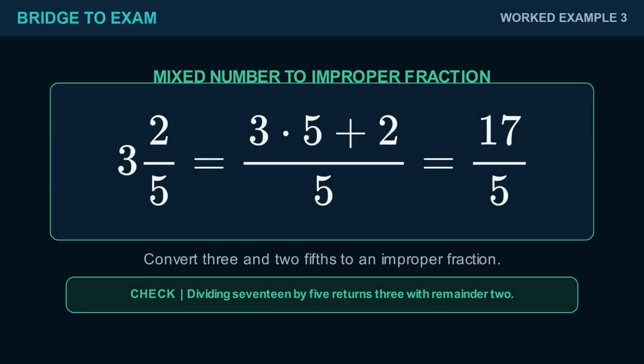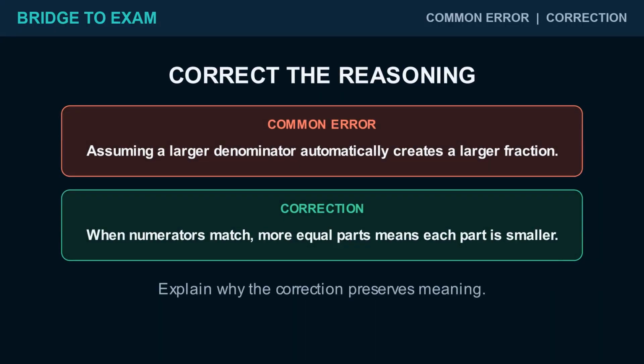Worked example 3. Convert 3 and 2/5 to an improper fraction. 3 wholes contain 15/5. Add the 2 remaining fifths to get 17/5. Check. Dividing 17 by 5 returns 3 with remainder 2.